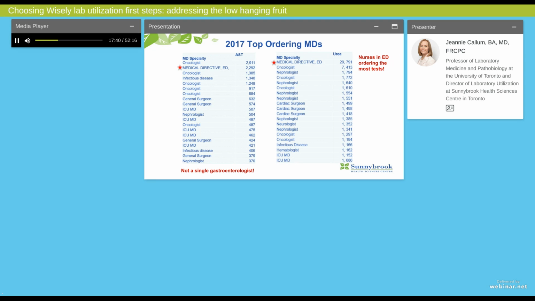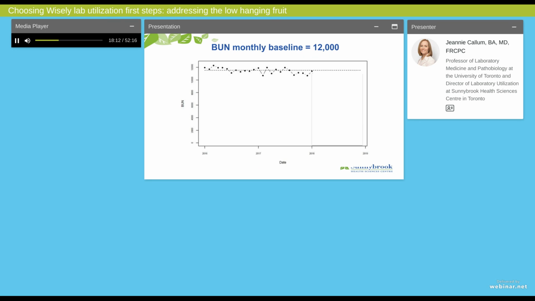Very similar findings for the urea. The nurses in the emergency department were ordering more than 75% of our urea tests. So you can see that just by changing the order groups for the emergency nurses, this was going to be super easy to fix. For the urea, it looked a little more appropriate. The nephrologists were coming up as the most common people ordering this, and that's their attending months on the dialysis unit. So there were some better things going on with the urea than the AST.